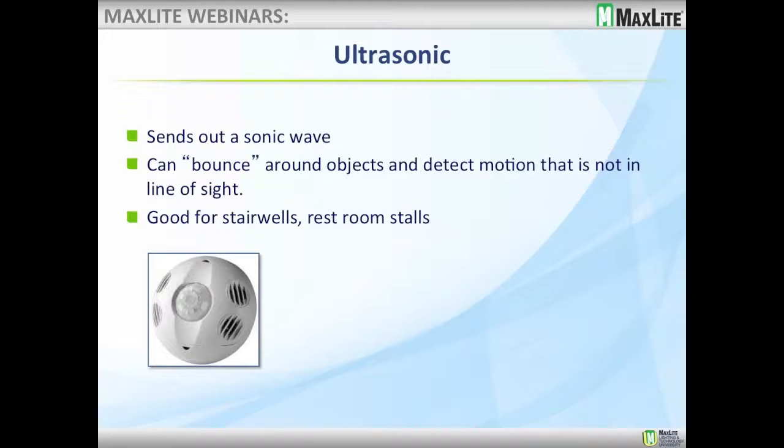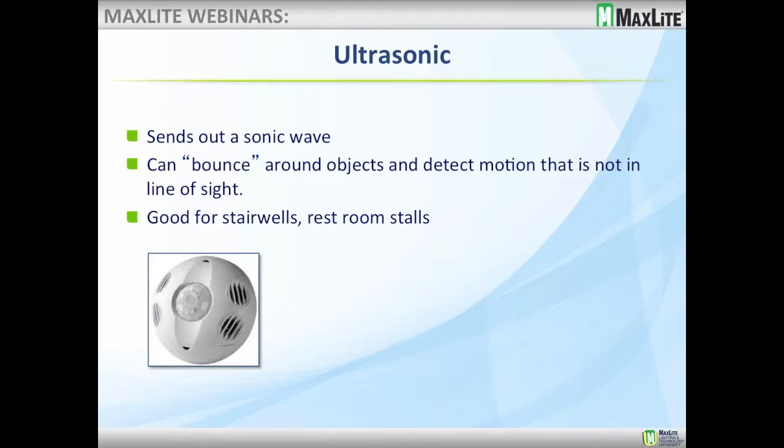Next is the ultrasonic type of sensing, which sends out a sonic wave. Now, the good thing about ultrasonic, it's a little more expensive than infrared, but it can bounce around objects and detect motion that's not within its line of sight. So great for a restroom where you've got people in stalls that are not within line of sight of an infrared sensor. The ultrasonic sensor will sense that.